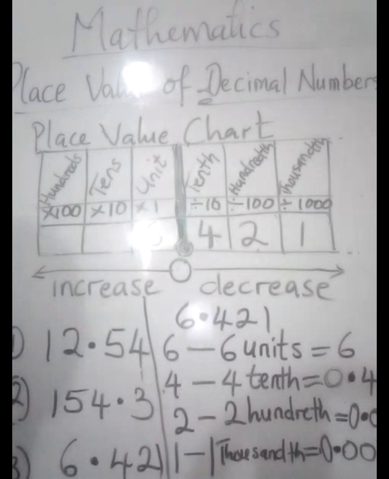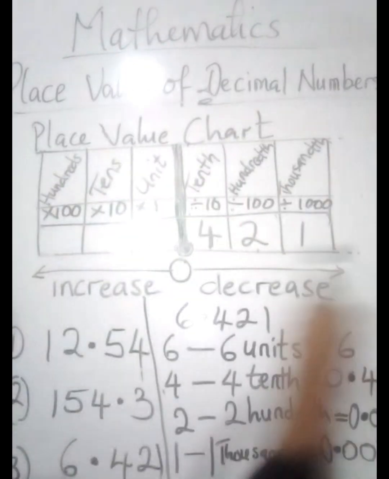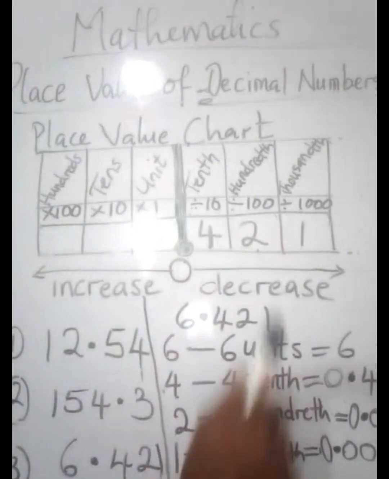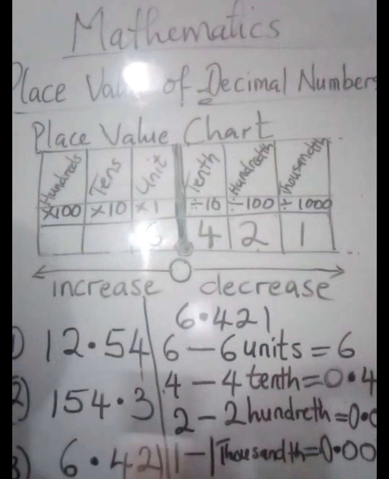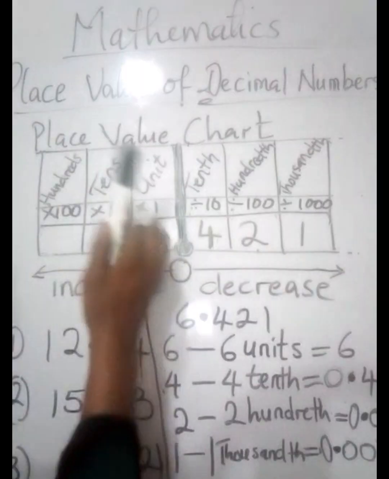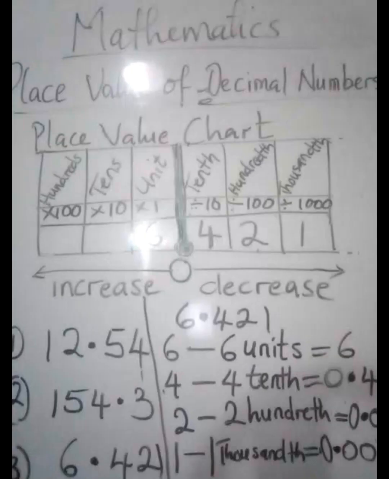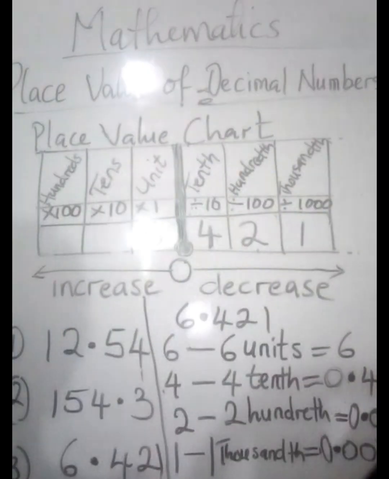So please don't feel like this is so difficult. There's nothing difficult here. The important thing is, if you can just try to draw your place value chart, it's going to simplify everything for you. It will make everything very easy. Yes, as you go towards the left, you are multiplying by multiples of 10. As you go towards the right, you are dividing by multiples of 10. So as you go towards the right, the numbers are going down, they are decreasing. But as you go towards the left, they are increasing.